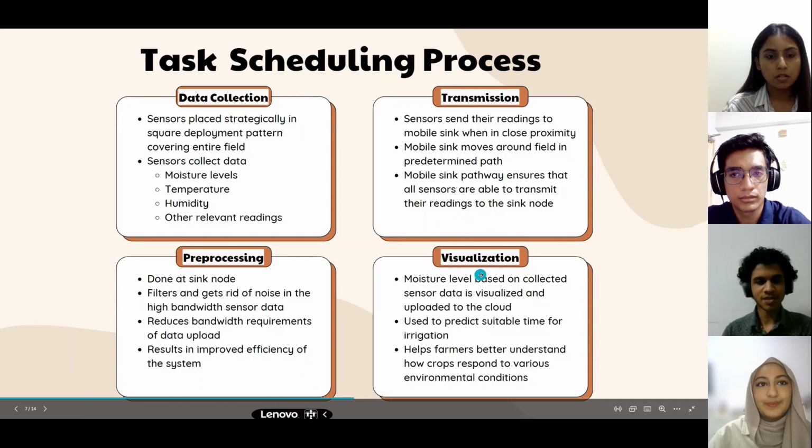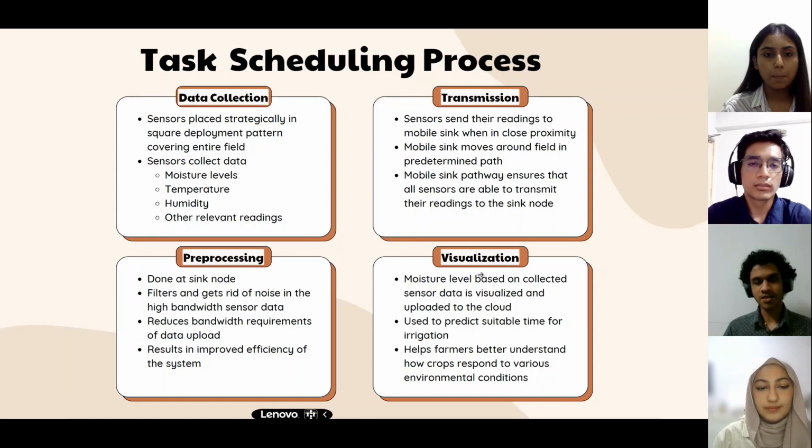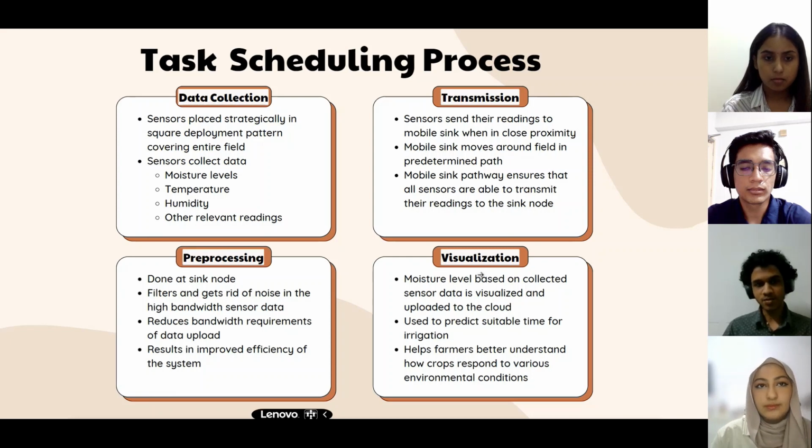Okay, hi, madam. My name is Zaidhaan, and I'll be talking about the task scheduling process. First, I'll go over the basic tasks that occur in the system. Firstly is the data collection. As mentioned by my colleagues previously, the data is collected from sensors and inputted into a bunch of Node MCUs, which are nodes within a square grid. These sensors collect data such as moisture levels, temperature, humidity, and things like that. That's the first step in the whole process.